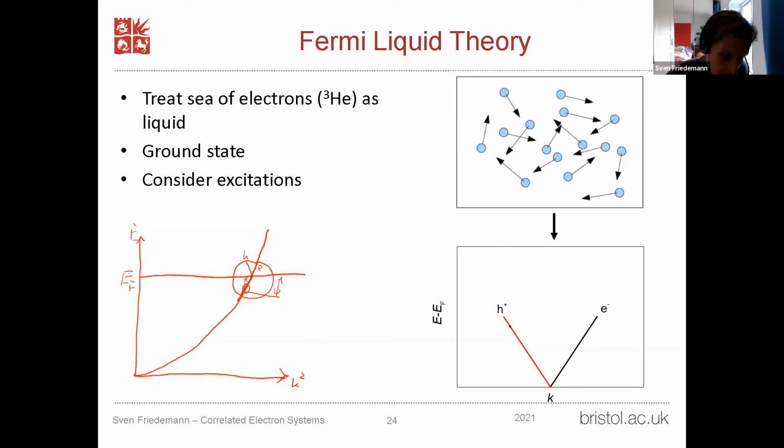And I've indeed drawn them here as straight lines, because if the Fermi energy is large compared to the energy scales that we consider, usually temperature, then the curvature of this k squared function doesn't really matter. And this condition, E_F larger than k_B T, is fulfilled for most materials easily at room temperature.